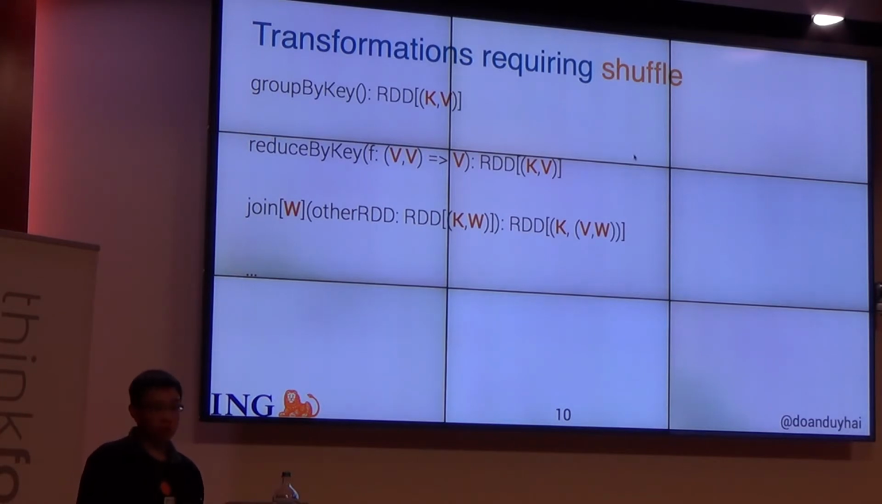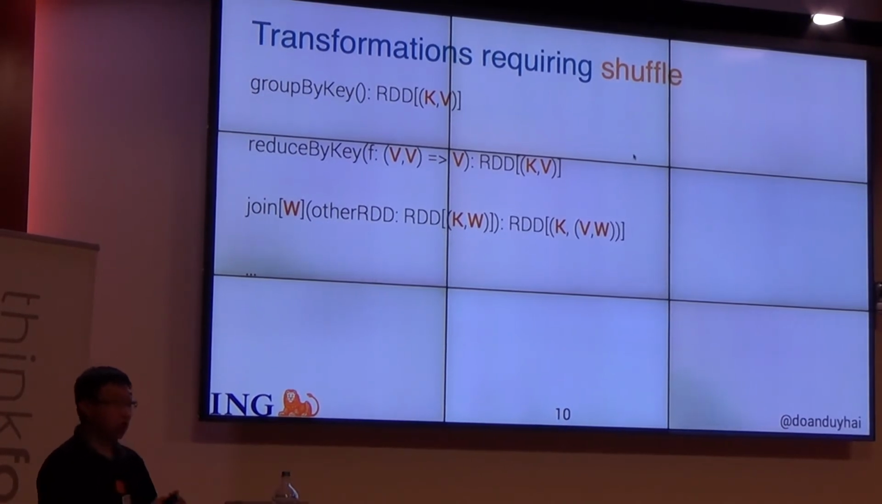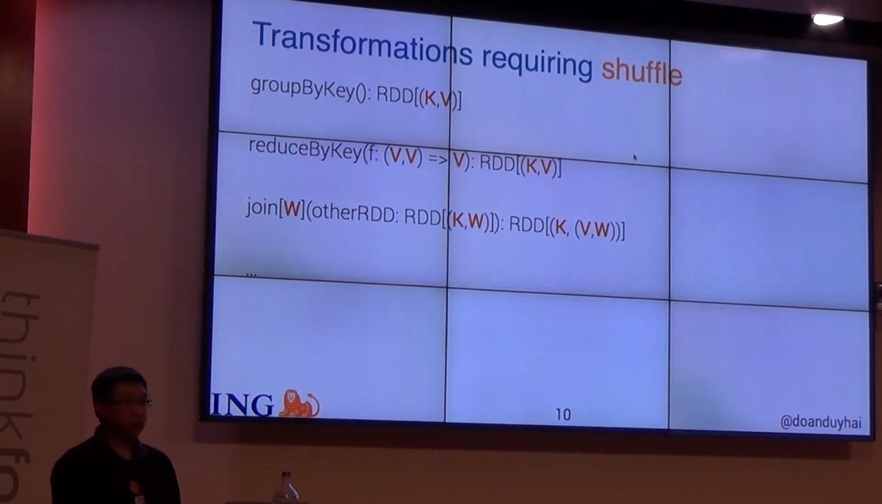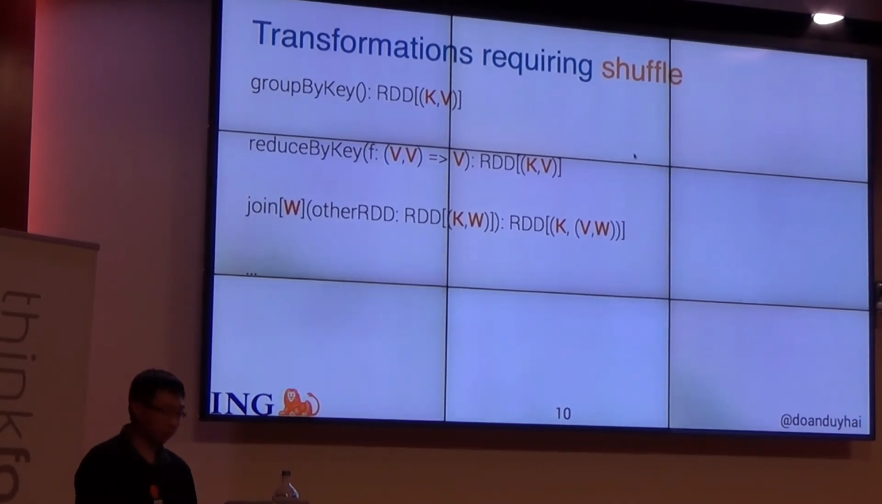What is shuffling? Shuffling means that once you have sent your partitions to many machines on a cluster, all those machines will send the data over the network. So it is very expensive. Some operations like group by, reduce by, or join, on those operations there is no magic. You need to shuffle data to group them by a key or whatever.